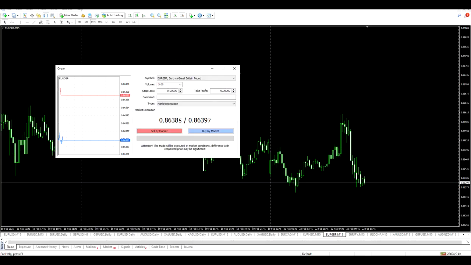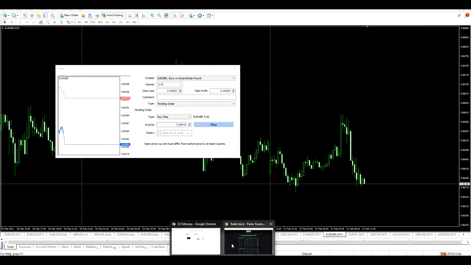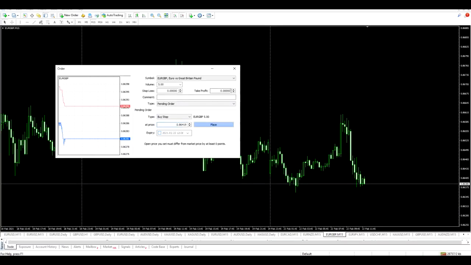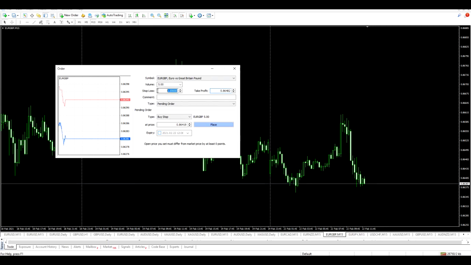I'm going to copy it. And because price is not at that level yet, I'm going to enter a pending order, and I'm going to enter a buy stop limit at this price. It's as simple as that. I just put it in, and next I'm going to set my target, and that's just a copy paste situation here. I put that into my take profit area, and then I'm going to do the same with my stop loss. So here we go, and there's my stop.